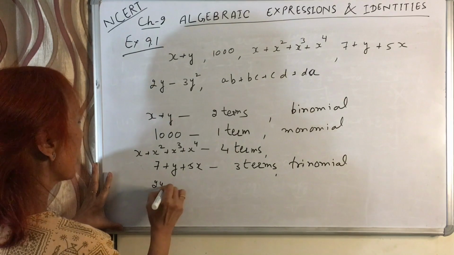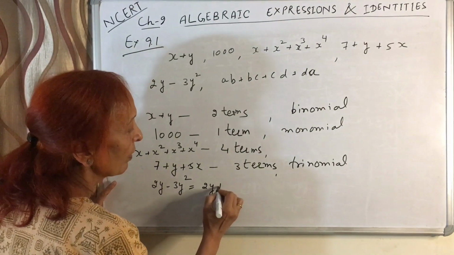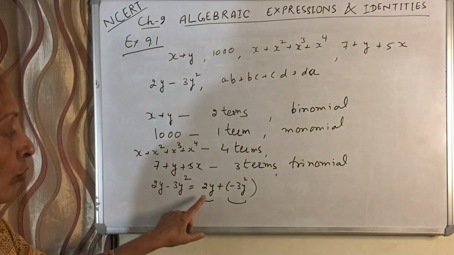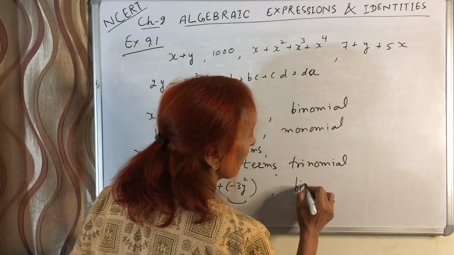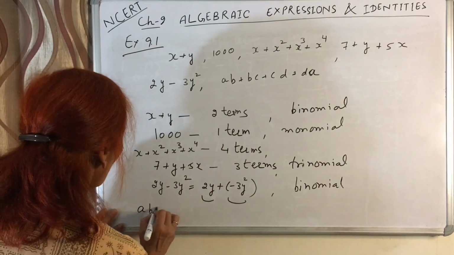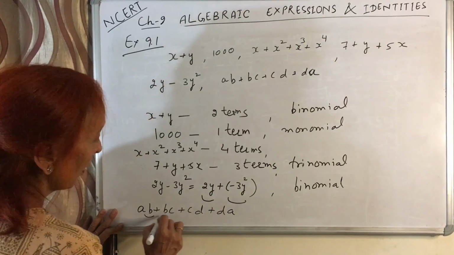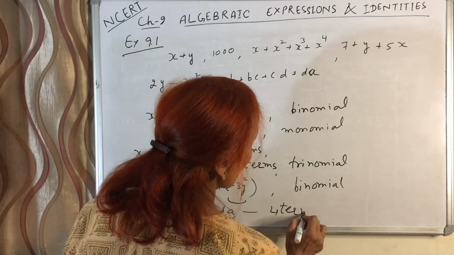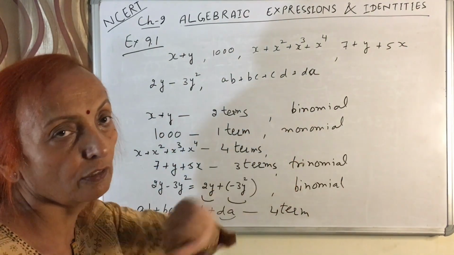Next is 2y minus 3y square. So I can write it as 2y plus minus 3y square. So these are the 2 terms, 2y and minus 3y square. So 2 terms means this is binomial. Next is AB plus BC plus CD plus DA. How many terms? 1, 2, 3, 4. 4 terms means this does not fit into any of these. Neither monomial nor binomial nor trinomial.